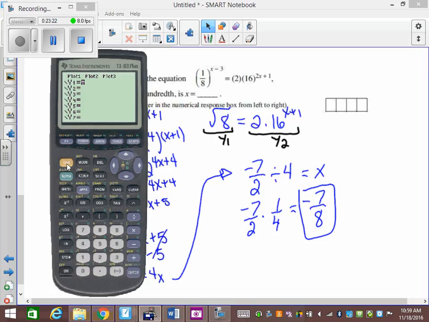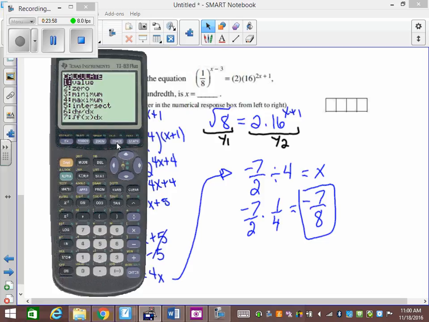So root 8 is my Y1. My Y2 is 2 times bracket 16 to the... if your exponent pops up, you don't have to put the x plus 1 in brackets. If your exponent doesn't pop up and it's like mine, you have to put x plus 1 in brackets. Graph. You're going to try and find out where they intersect. You always do. If you can't see the intersection, you can't get the intersection, okay? We can, so that's good.